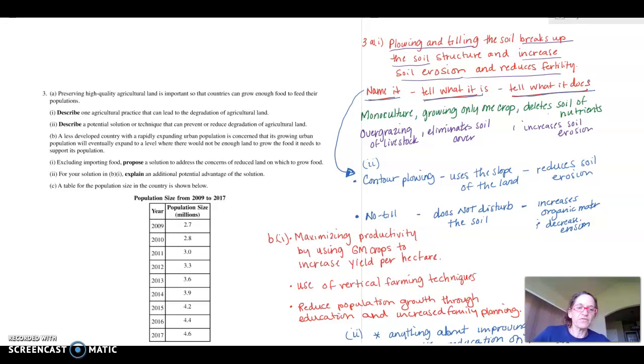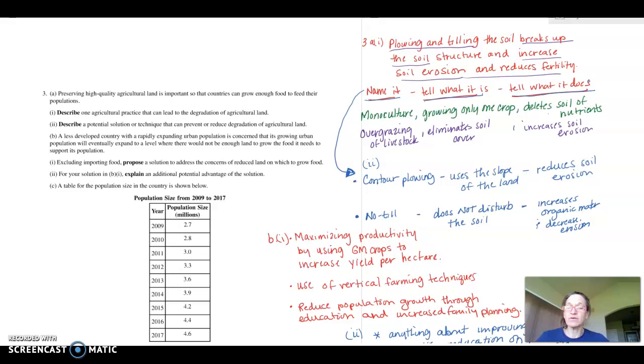And so there's a variety of answers that you could have here. I think the big thing is just that when you describe it, name it, tell me what it is, tell us what it does as related to the question. Part 2 asks to describe a potential solution or technique that can prevent the degradation of agricultural land. My suggestion would be whatever you said in the first one, talk about a potential solution to that. It doesn't have to be, though, in this case, because it's not saying that exactly.